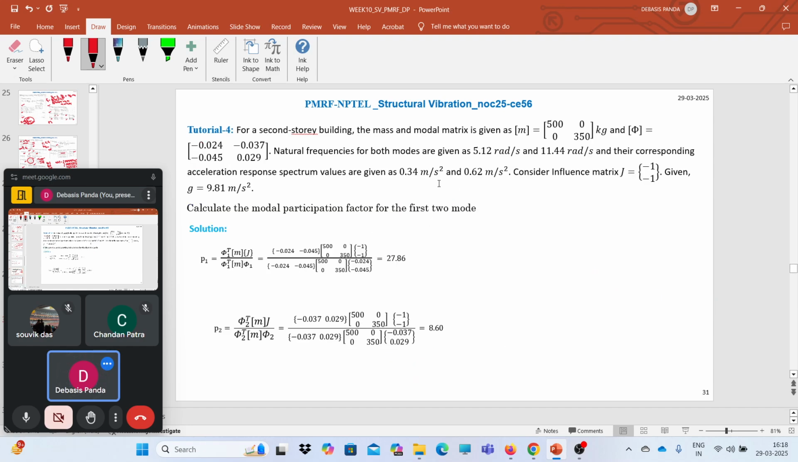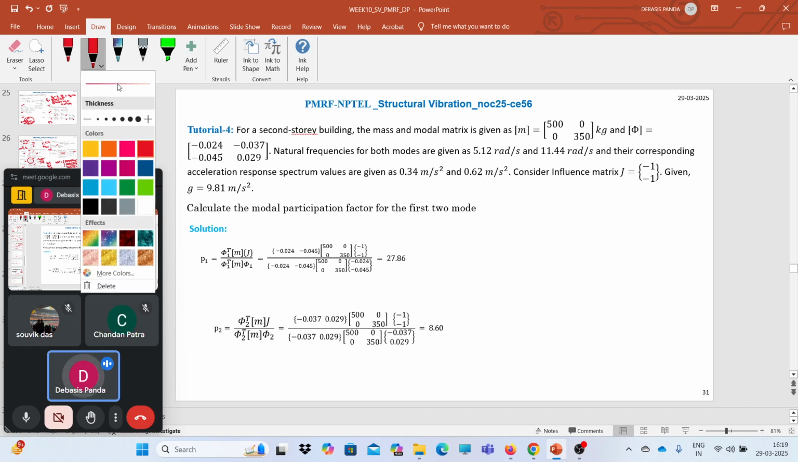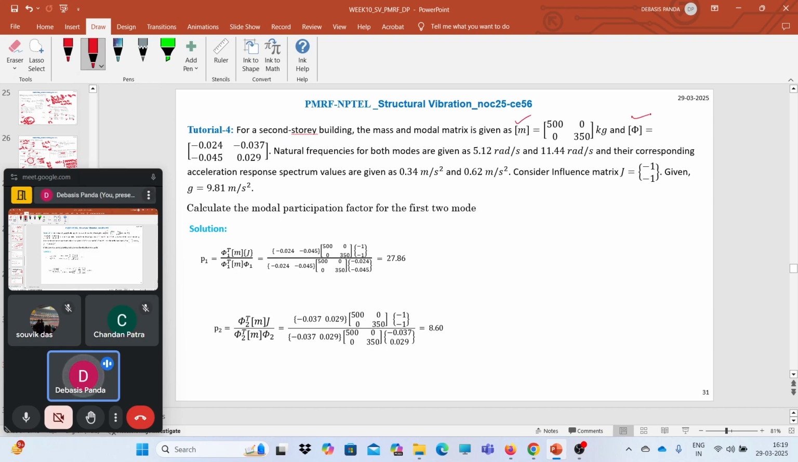Now here is another question, for a two-story building, again the mass and the modal matrix is given. The natural frequencies are also given. For the first mode it's 5.12 rad per second, corresponding to the second mode it's given as 14.44 rad per second. The corresponding acceleration responses are also given. That means your SA values are also given, right? Now consider the influence matrix J minus 1 1, given g is equal to 9.81. Calculate the modal participation factor for the first two modes.